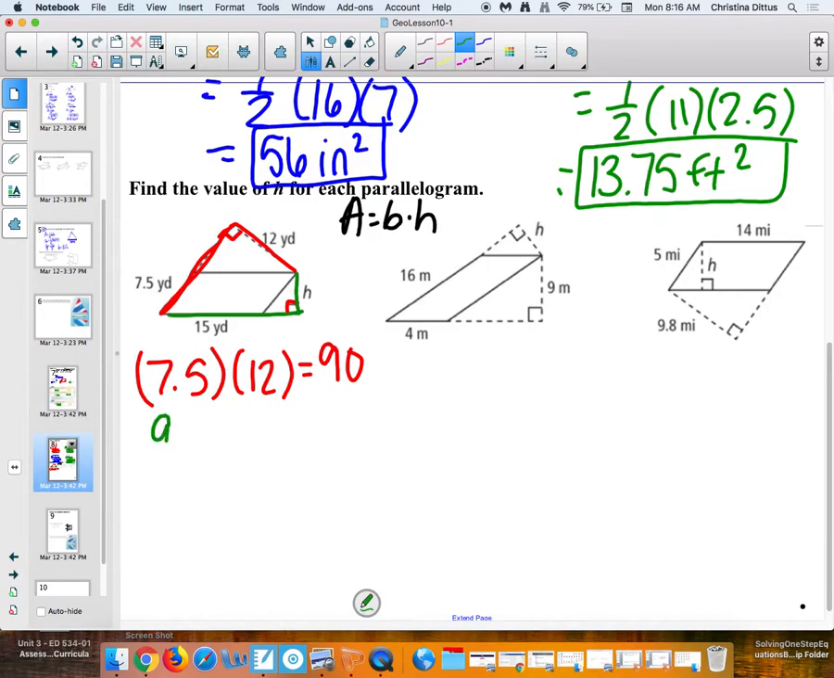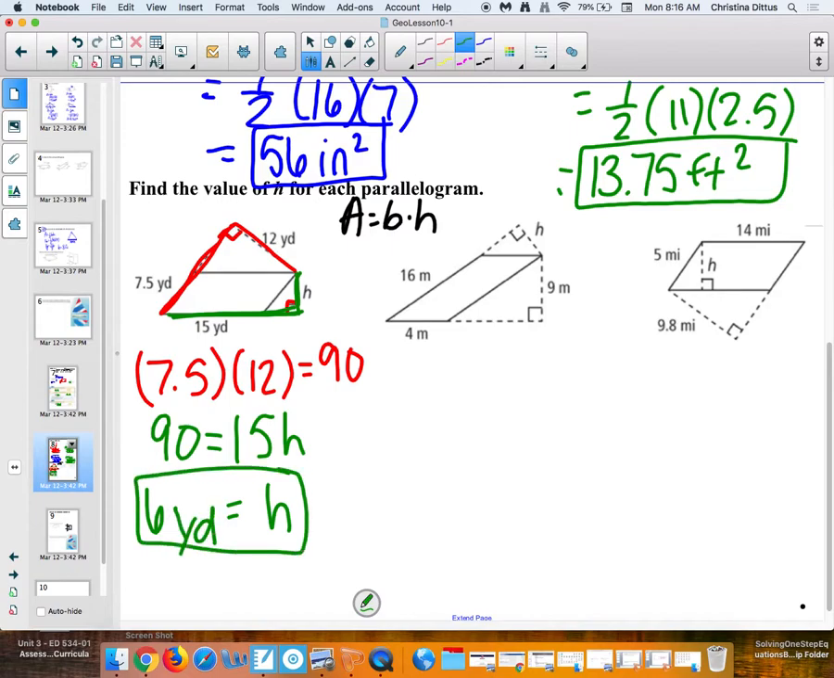I know that they have to equal 90. And then my other two sides that make up my right angle have to be multiplied together. So 15h. So then when I solve for h, what do I get? 6. And then I need a label. Yards. This isn't yards squared because it is just a side length, not an area.